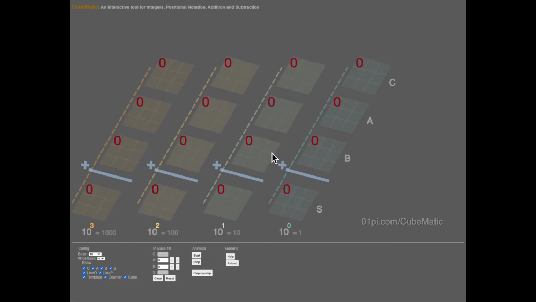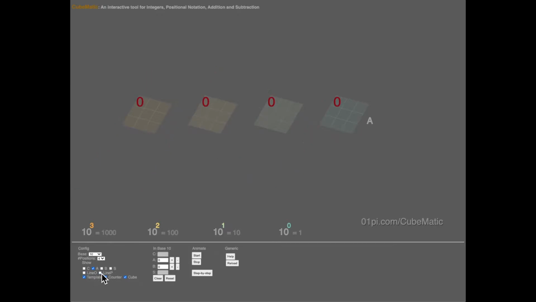Integers are a very important concept in math, and CubeMatic is an interactive tool for better understanding of integers. So this is the full view of it, and I'll get rid of some of the stuff that we are not going to need right away. So this is configurable. Okay, so we'll start with this.